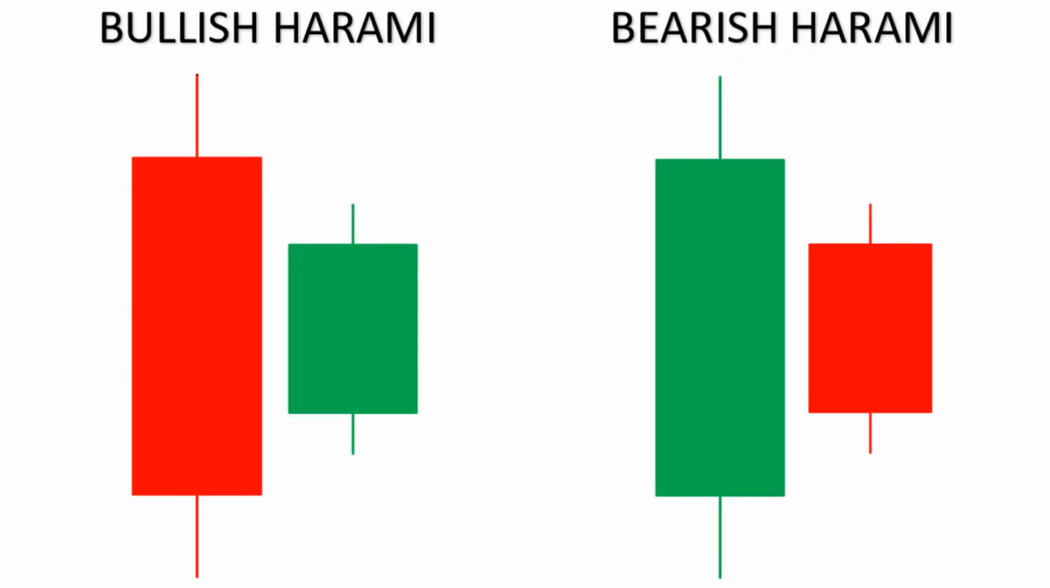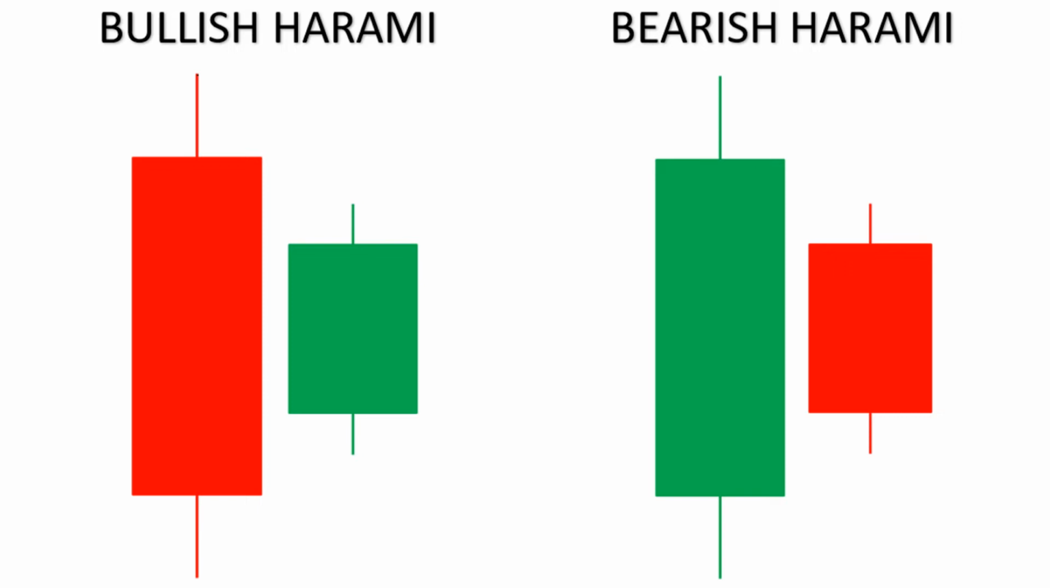The Harami pattern is the opposite to an engulfing pattern. It has a big first candlestick and a smaller second candlestick. The small candlestick can also be a doji. This is called a Harami Cross. As a potential market reversal, the Harami pattern is a sign of consolidation in the market.